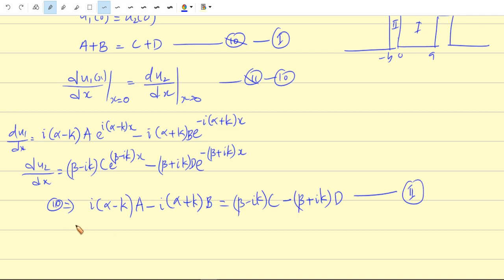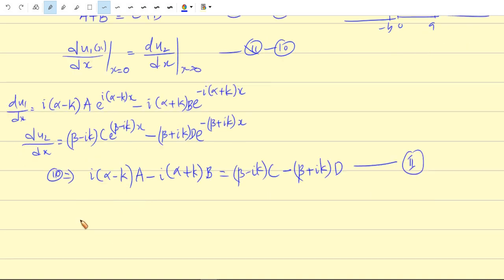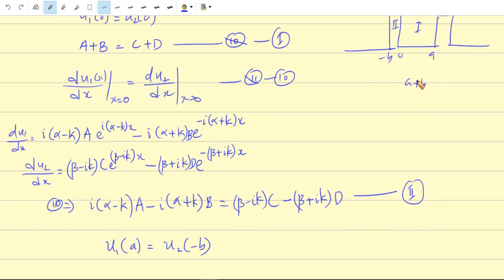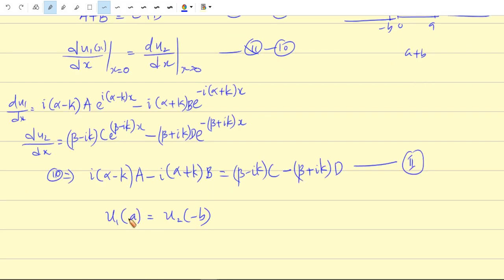Now the next boundary condition is the periodic boundary condition, that is u1 of a is equal to u2 of minus b. So here the periodicity is a plus b. A plus b is the periodicity of the crystal or the potential. Therefore, what is the wave function at minus b? That is the wave function at a. Psi of a equal to psi of minus b, or u1 of a is equal to u2 of minus b.